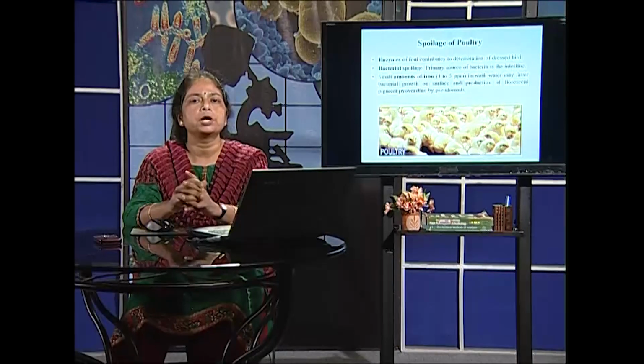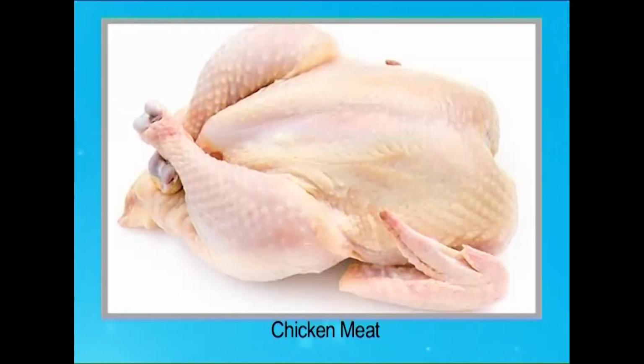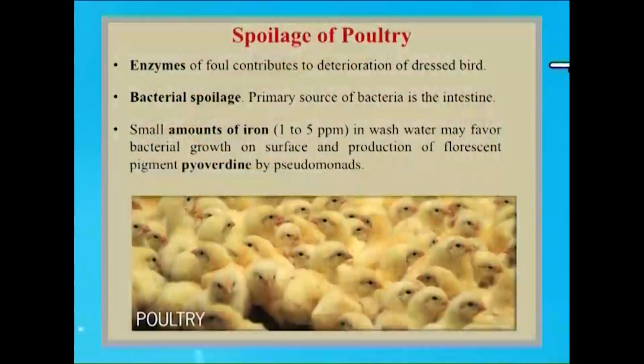Coming on to the spoilage of the poultry, we refer to the meat of chickens. Now this meat can be spoiled by enzymatic degradation. That means the enzymes present in the meat deteriorate it and therefore give a foul smell or odor. Also, the spoilage can be caused by bacteria. Especially, there are different types of bacteria present in the intestine of the chicken, which penetrate the different tissues and therefore cause the spoilage.